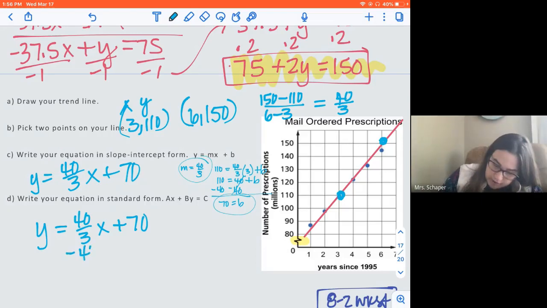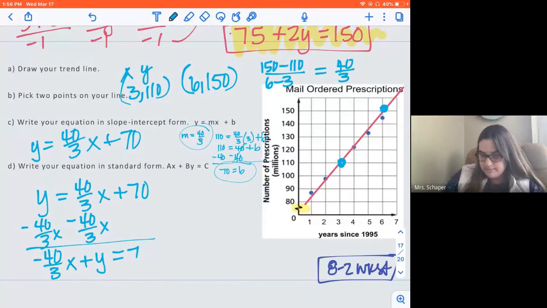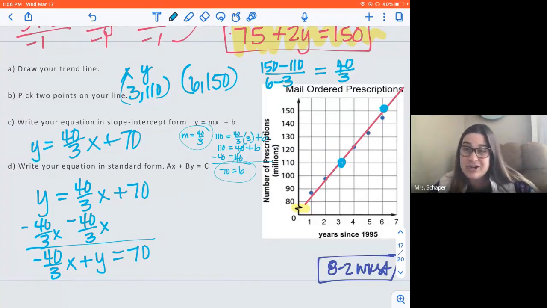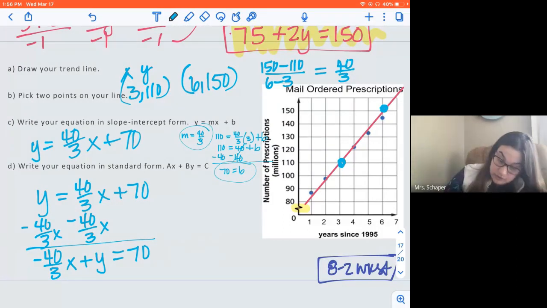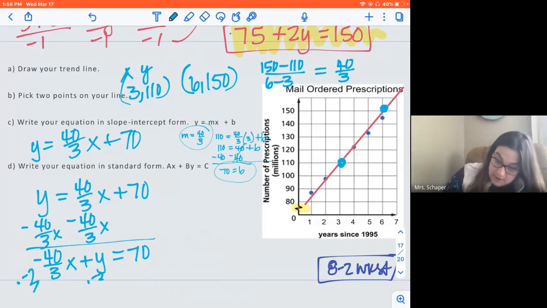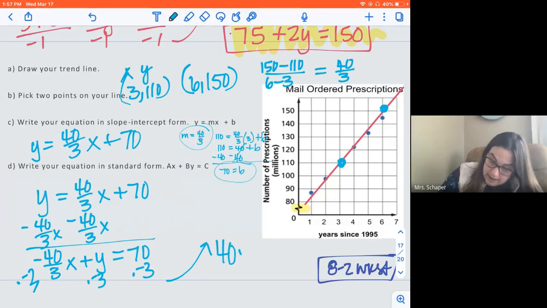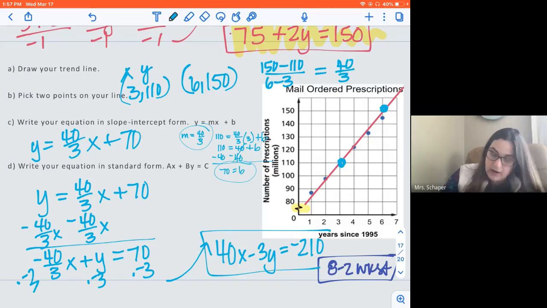So I'm going to subtract 40 thirds x from both sides. So I end up with negative 40 thirds x plus y equals 70. And I can't have a fraction and I can't have a be negative. So what I'm going to do is I'm going to get 2 birds with 1 stone, as they say, and I'm going to multiply everything by -3. That's going to give me a negative times a negative, which makes a positive a, and by multiplying by 3, it gets my number to be an integer. So 40x minus 3y is equal to negative 210. All right, and there we go.